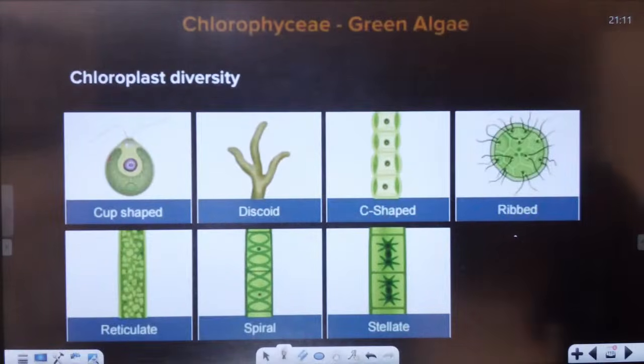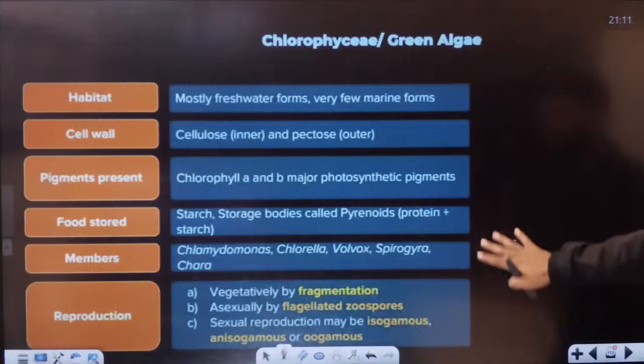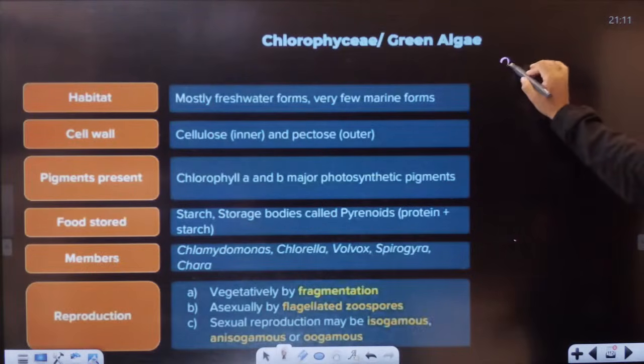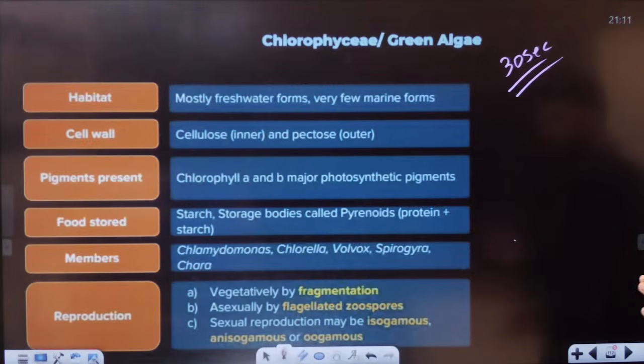Some serious questions, students. Now, here is a list of all the information you need for green algae. I'll give you exactly 30 seconds to receive this, then I'll ask you questions. You'll get 30 seconds to look at this image.